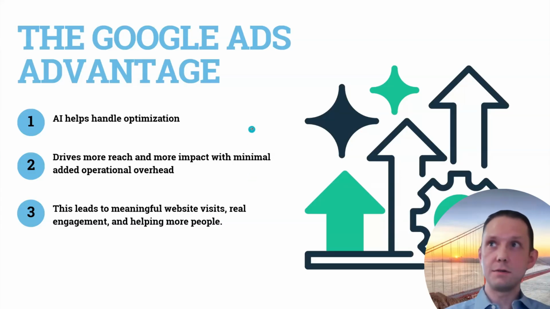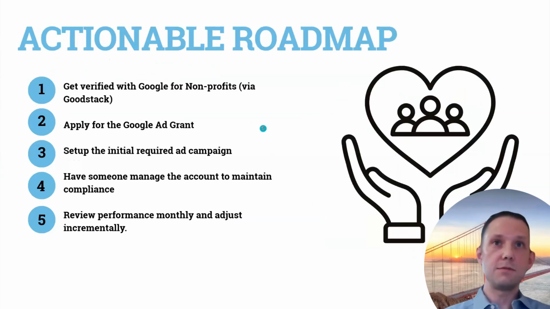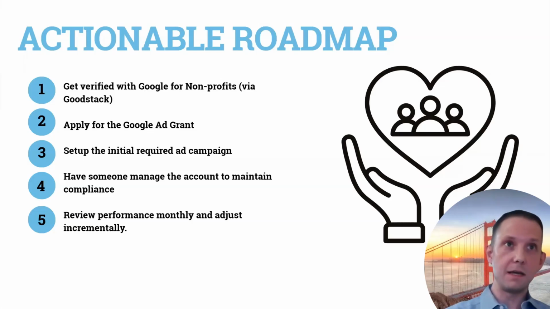How do you access this Google Ad grant? It's actually quite simple. There are a lot of rules that we walk you through, but there are really 5 main steps, from getting approved to making sure you keep the grant. The first one is getting verified with Google for nonprofits. That changes right now. It's good as far as I understand, unless that's changed. And then after that, you apply for the Google Ad grant.